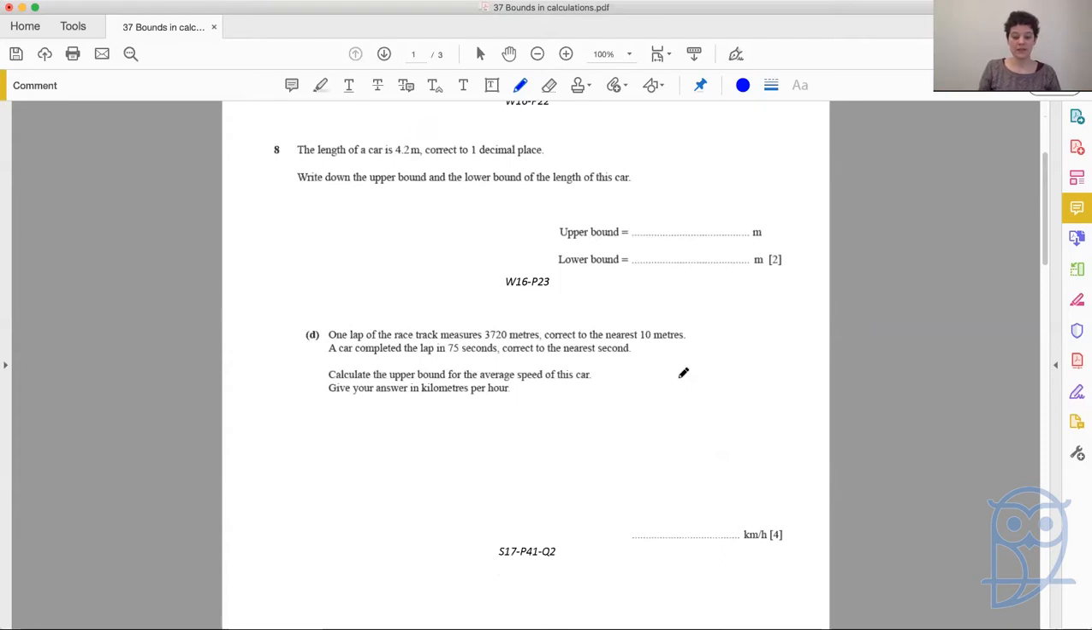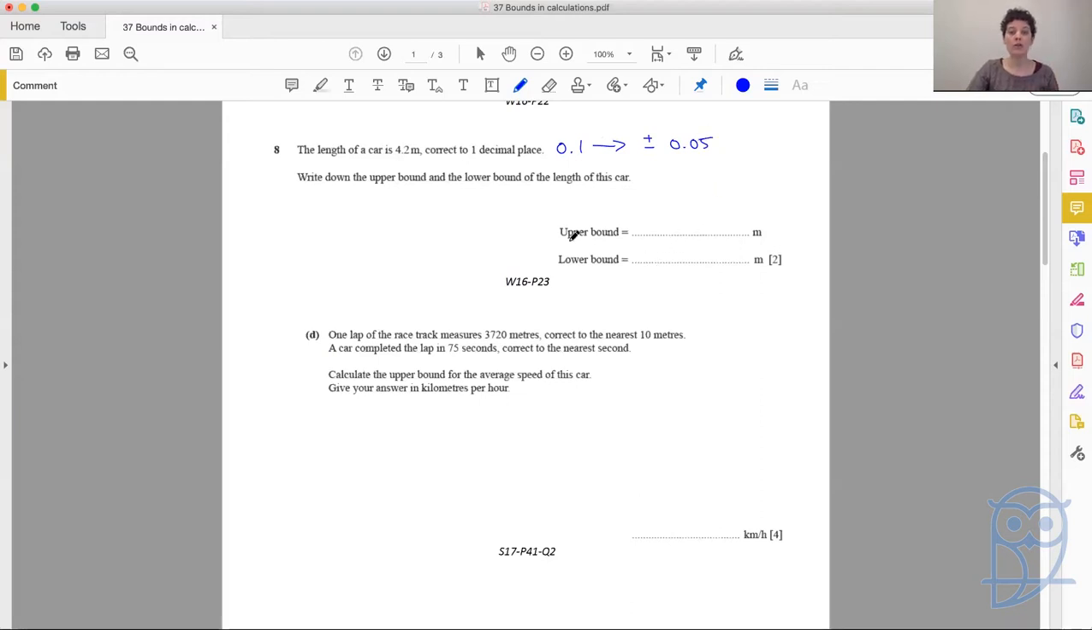So, next question. The length of a car is 4.2 meters. Correct to 1 decimal place. Write down the upper bound and the lower bound of the length of this car. Well, how do we write 1 decimal place? We would write 0.1. Because there is our 1 decimal place. So therefore, we are going up and down half of 0.1. So 0.05.